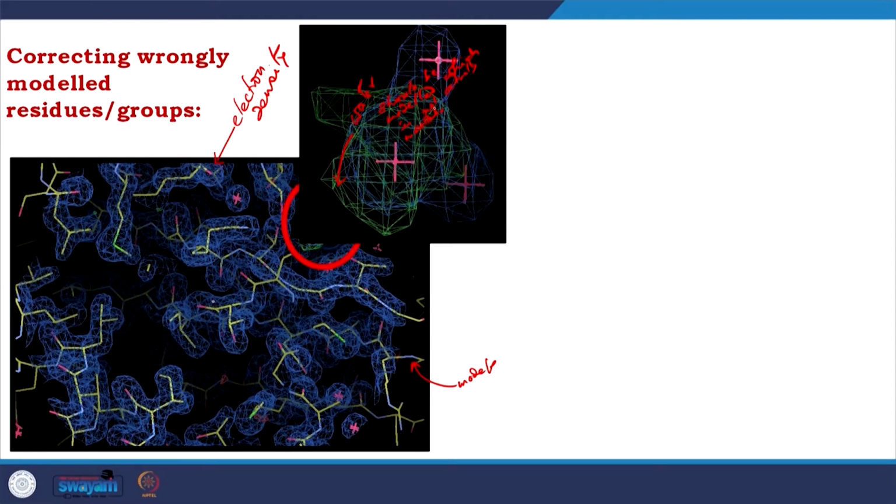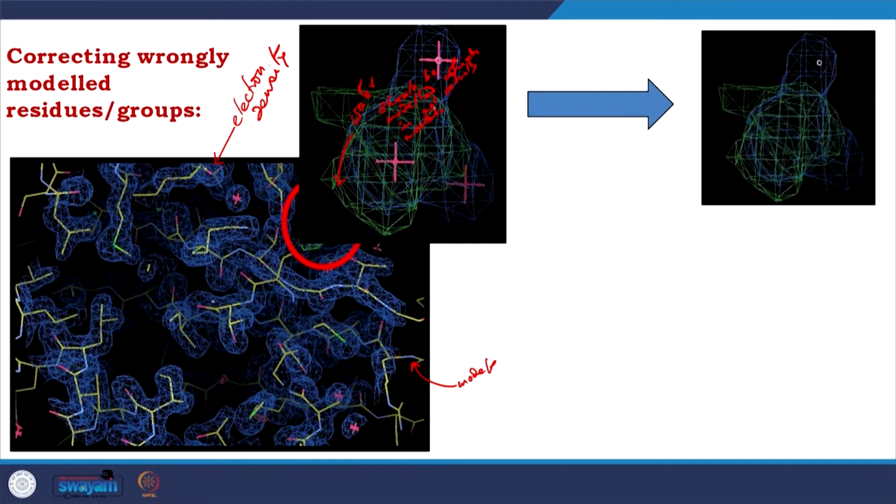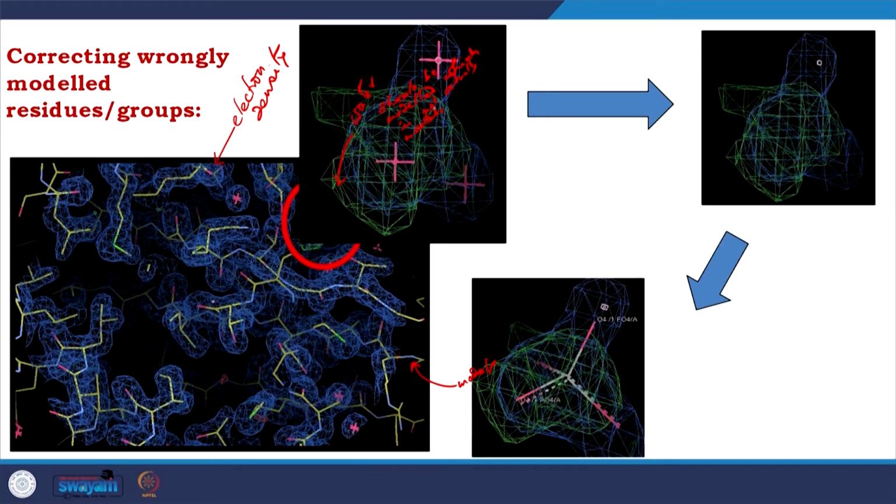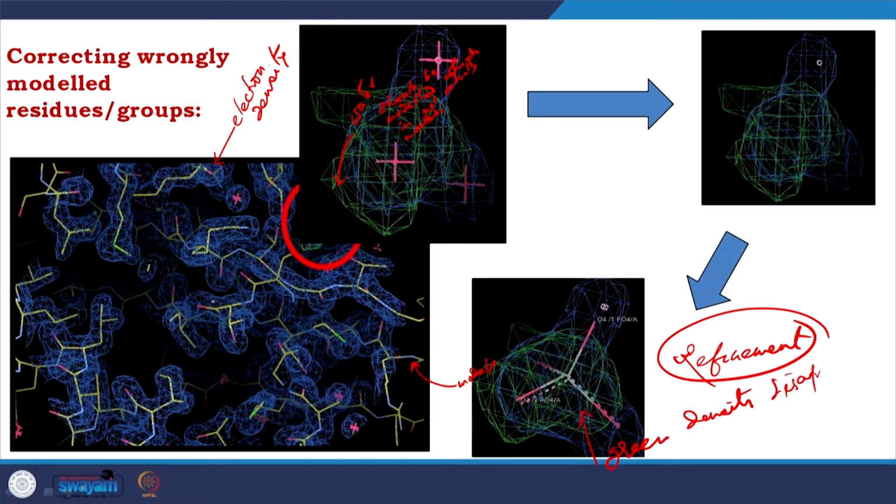In structure solution, red means you have put some atom in that density where you should not put it, and yellow is the in-between. So, when I took a zoom and saw there are water molecules, we cleaned the water molecules and we have successfully modeled a phosphate. Now, when you run a refinement, you will see this green density disappears.